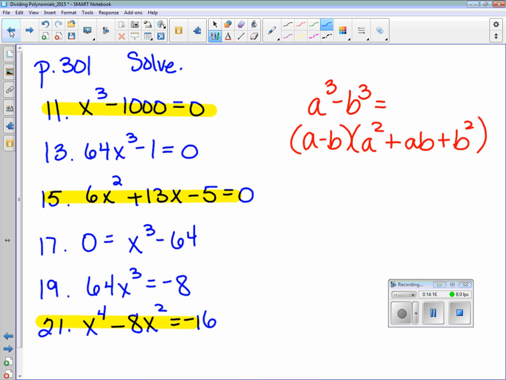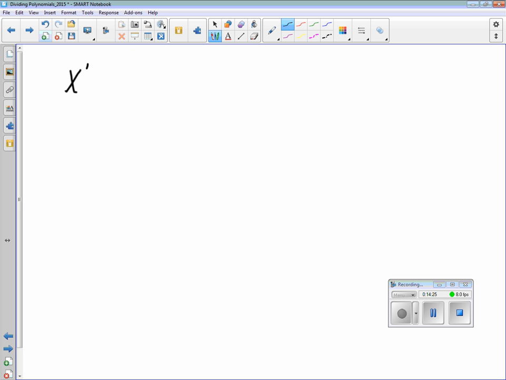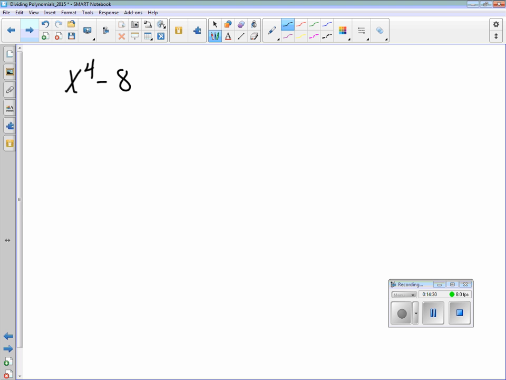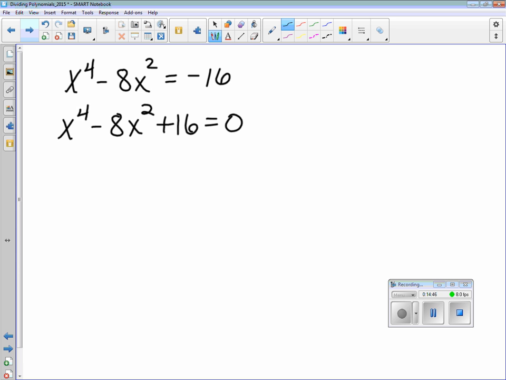Okay, last one we're going to look at is 21. This one was a little bit different. So 21 is x to the 4th minus 8x squared equals negative 16. It's asking us to solve it. What do I have to do first? Get it equal to 0. So let's do that. x to the 4th minus 8x squared plus 16 equals 0.